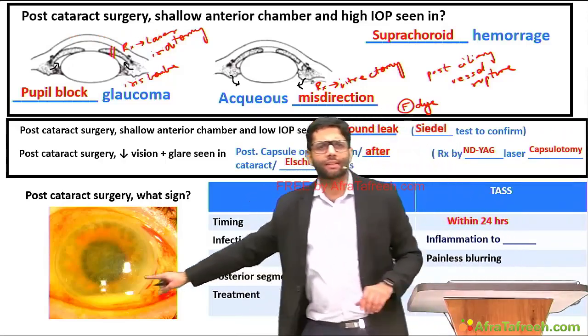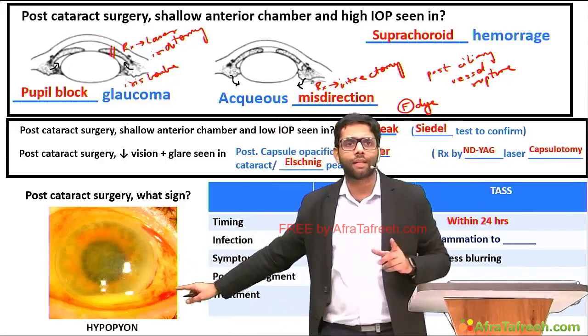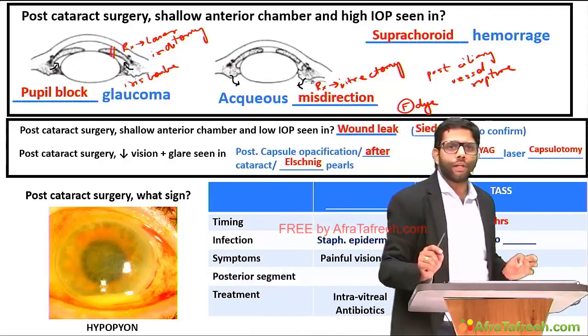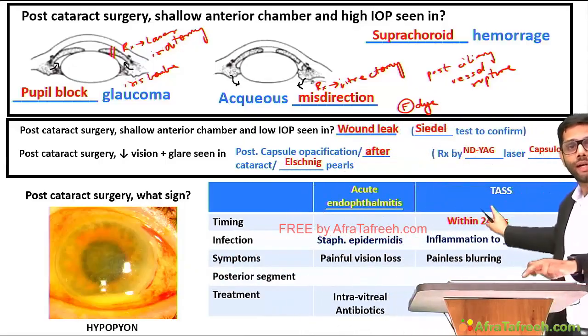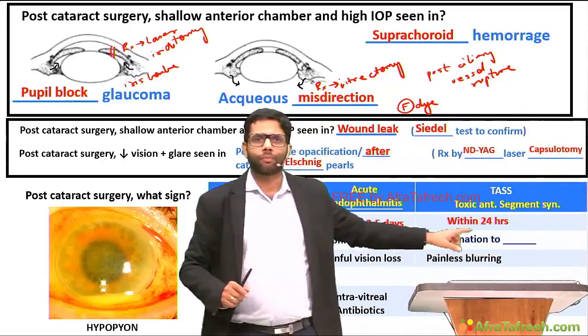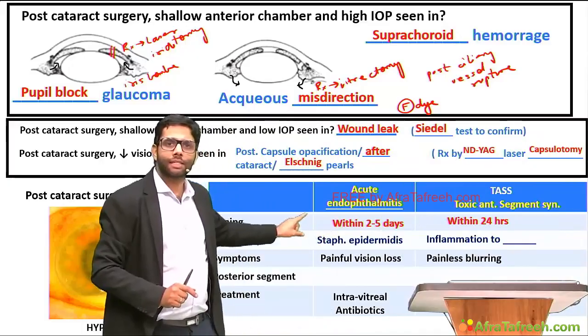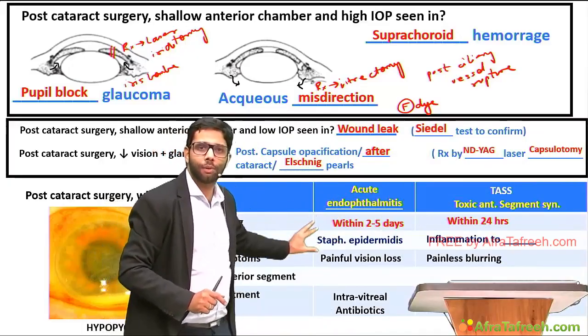What sign is this? After cataract surgery, you see this sign. This is hypopyon. Identify it: pus in the anterior chamber. It can be due to infection, acute endophthalmitis, or toxic anterior segment syndrome. Endophthalmitis is due to infection. The most common organism is Staph epidermidis, causing infection 2 to 5 days after cataract surgery, with painful vision loss.